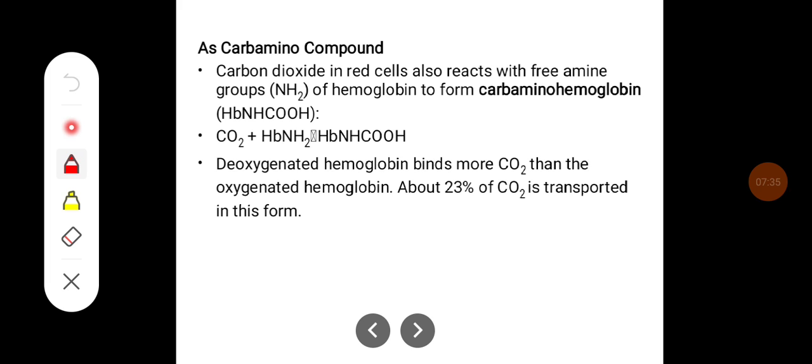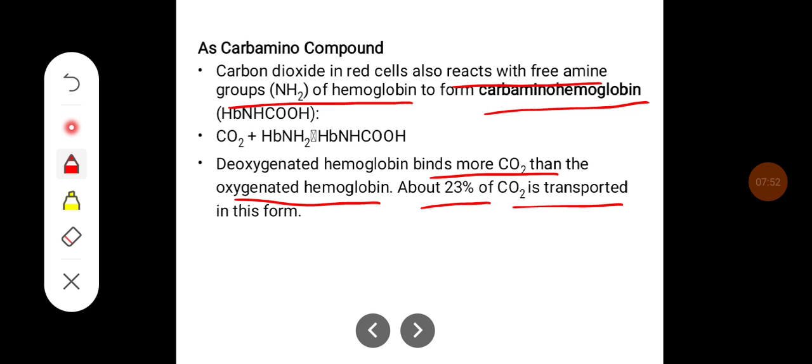As a carbamino compound, the carbon dioxide in the red cell also reacts with the free amino groups of hemoglobin to form carbaminohemoglobin. And deoxygenated hemoglobin binds more carbon dioxide than oxygenated hemoglobin. About 23% of carbon dioxide is transported in this form.